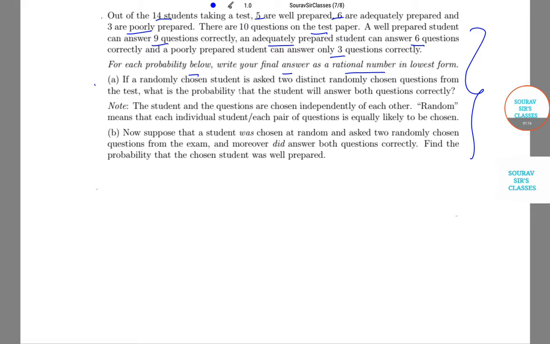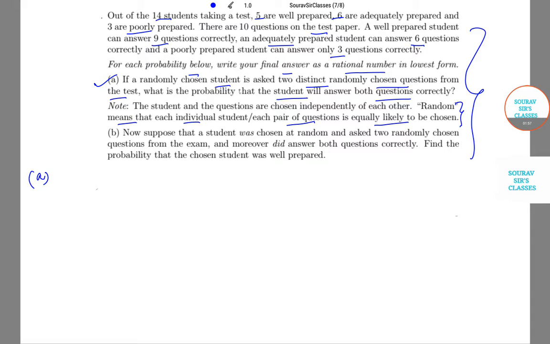First, if a randomly chosen student is asked to answer two distinct randomly chosen questions from the test, what is the probability that the student will answer both questions correctly? Note, the student and the question are chosen independently of each other. Random means that each individual student and each pair of questions is equally likely to be chosen. So there is no preference given to any. So let's do first part A, then we'll go on to the second part.